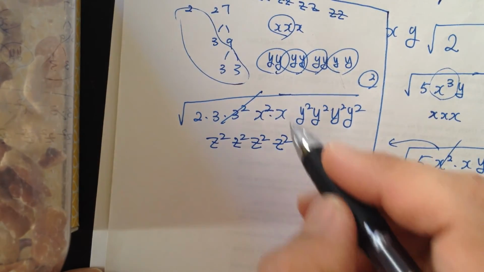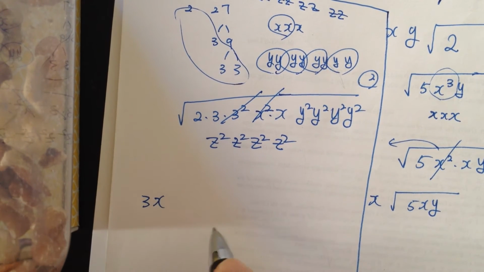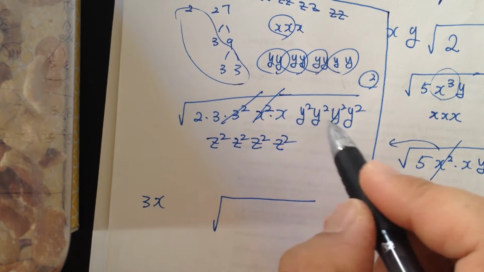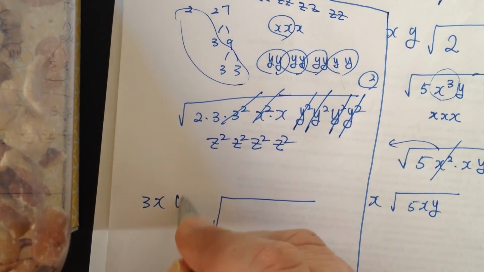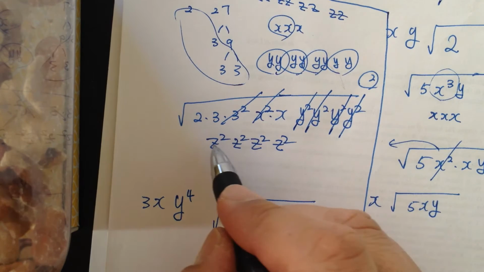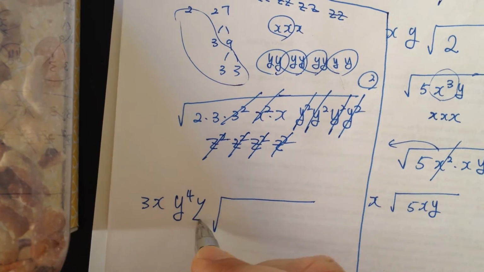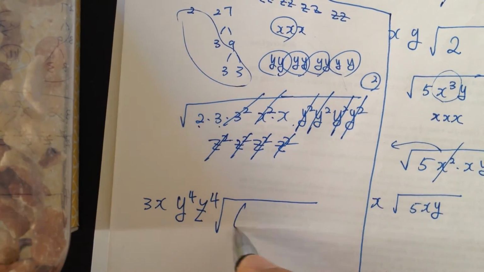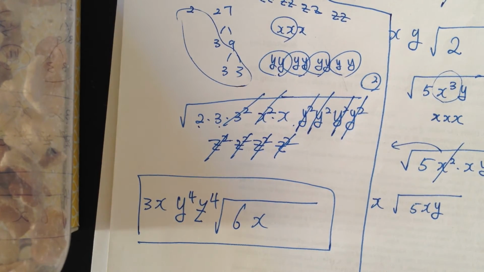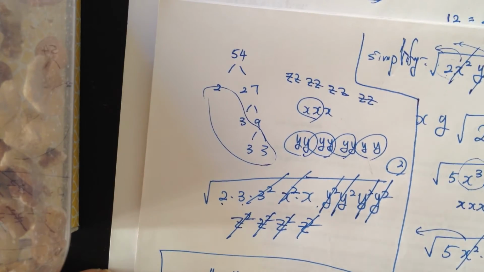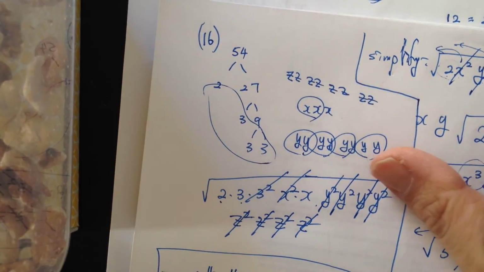3 is coming out. x squared is coming out. Okay, I get that. How many y squared are going to come out? How many z squared are going to come out? And the leftover, done. Okay. So that was 16. Okay.